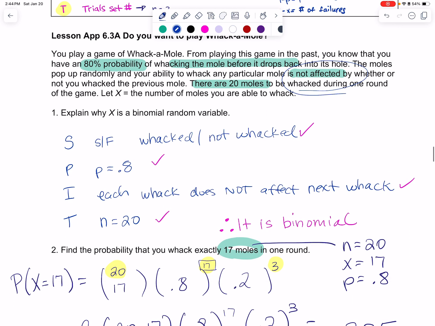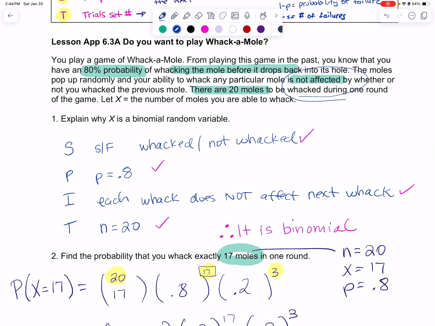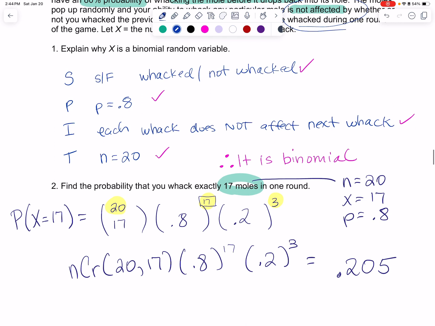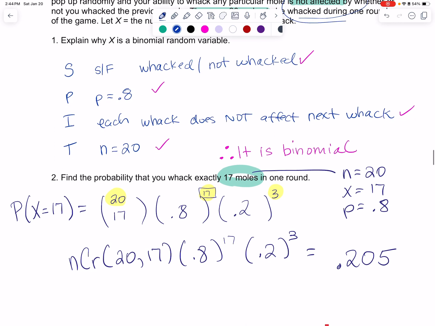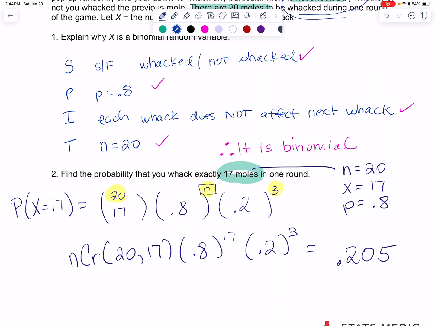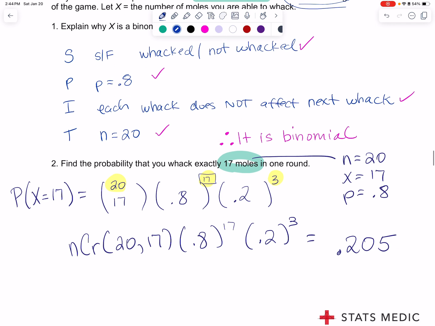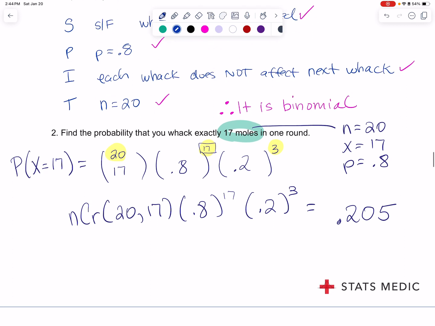Finding the probability of exactly 17 moles in one round. So n is equal to 20 because I have 20 moles to try. It's asking me, hey, I got 17 of them, 17 successes with an 80% success rate. How likely is that to occur? And I'm going to put this into my calculator: 20 choose 17, 0.8 to the 17, and 0.2 to the 3. You can see in my calculator nCr 20, 17, 0.8 to the 17, and 0.2 to the 3. It gets me 20.5%.